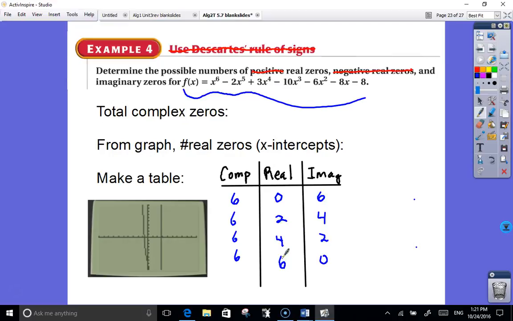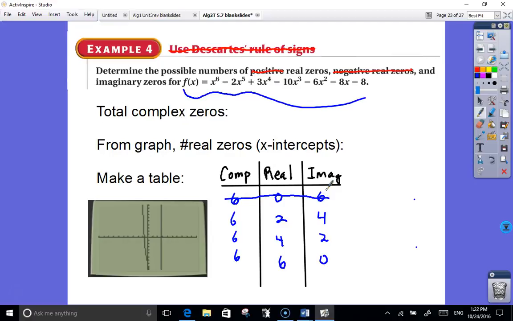Now this one, if you look at the graph, how many zeros do you see there? Yeah, you definitely see 2. So there's no way that it's going to be this first line. I could definitely take that out as a possibility. But the others I really don't know.